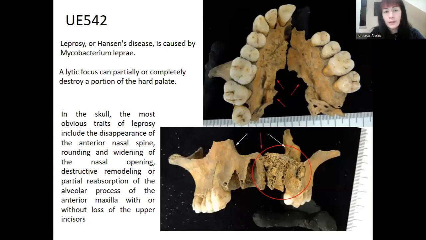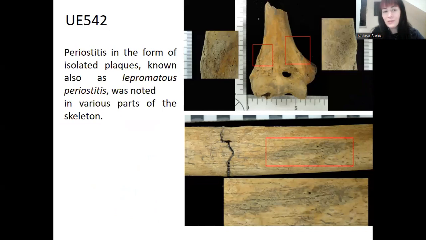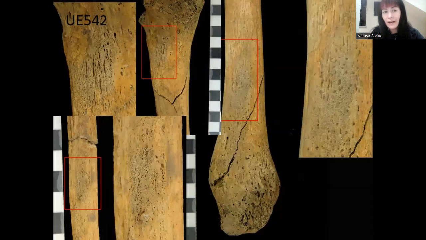is partly or completely destroying, also losing the front teeth, and complete disappearing of the nasal spine. It's a small spine here, a slight spike that is in this area. And all this is quite common for leprosy, but in some other diseases as well. But then we have periostitis, lepromatous periostitis, that can be seen in the entire skeleton. Like these gray areas and the small spots that are visible on the bone, like the layers of new bone.